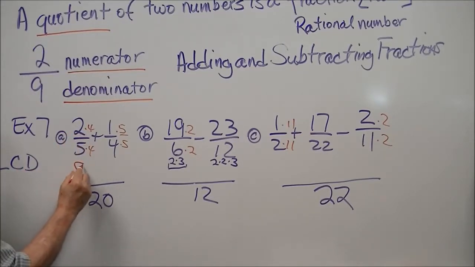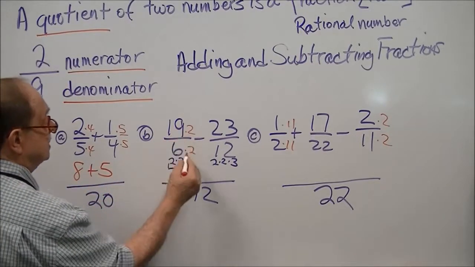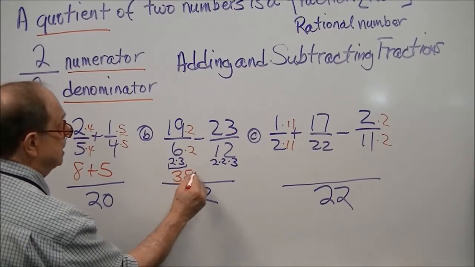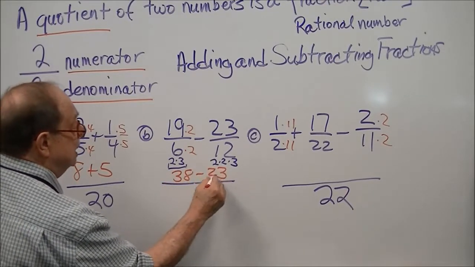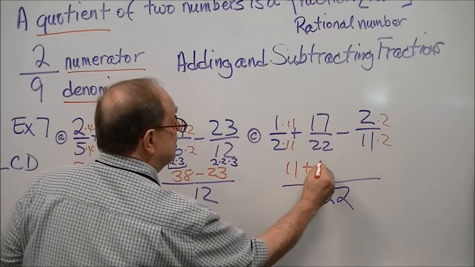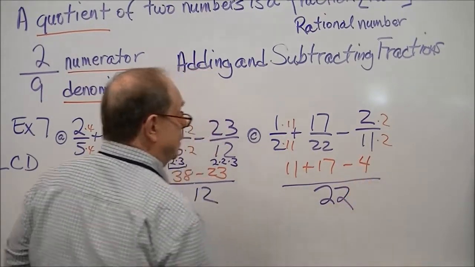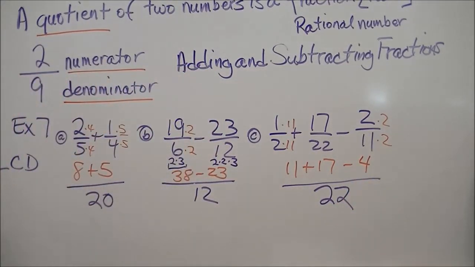So this is going to be 8 plus 5. This is going to be 2 times 19 is 38 minus 23. And this is going to be 11 plus 17 minus 4. Well, this one's easy. This is going to be 13/20, and I don't have to cancel out anything there.